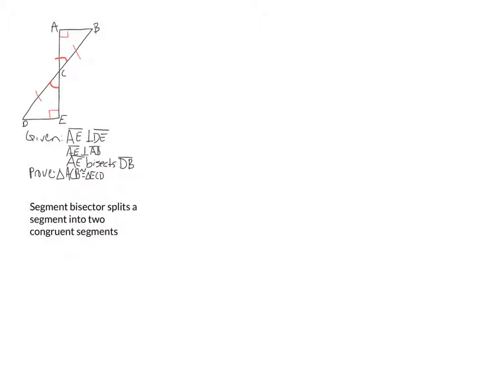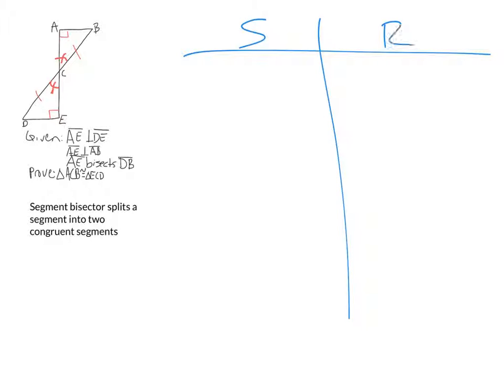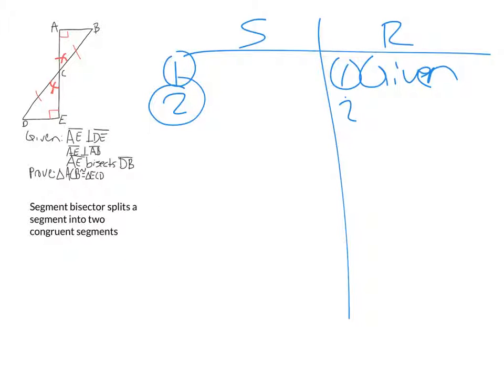There we go. I think we're ready to do this proof. We're ready to prove these two triangles congruent. Let's do it. All right. It's a very lazy given that I wrote there.